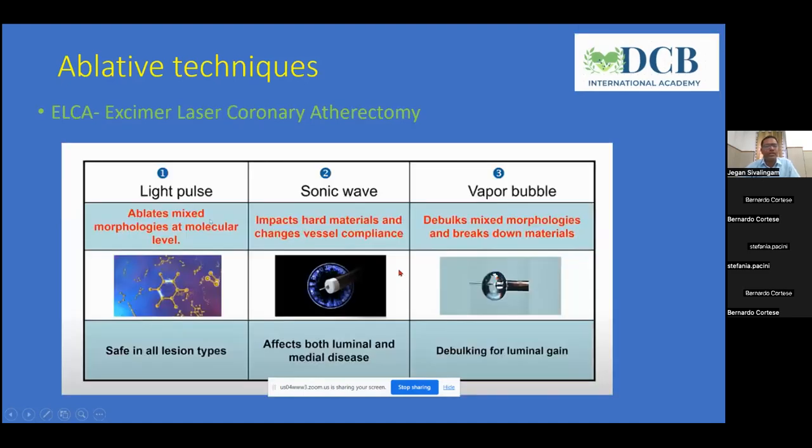So how does the laser act? It acts by three mechanisms. One is light pulse, which creates breakage of molecular bonds. Another one is the sonic wave, which impacts on the hard material and changes the vessel's compliance. And it creates a vapor bubble, which breaks down the material. So these three mechanisms are how the laser acts.